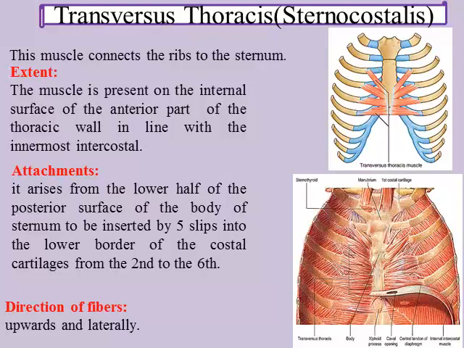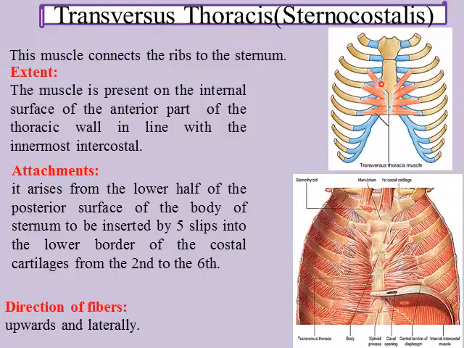Another muscle is called transversus thoracis. Transversus thoracis, by its name, it will transverse the thoracic wall. The other equivalent name is sternocostales, as we said before. Sterno for sternum, costalis for the ribs.